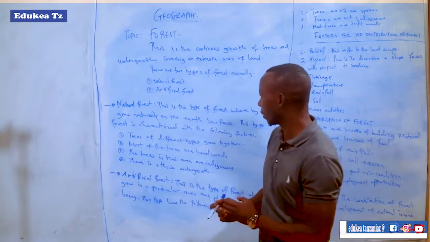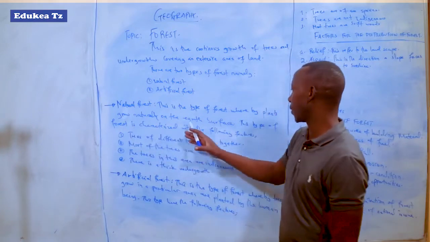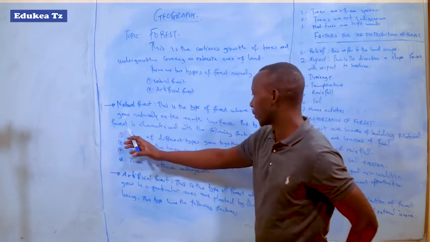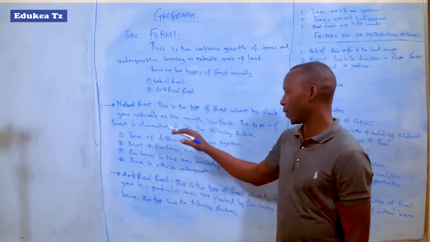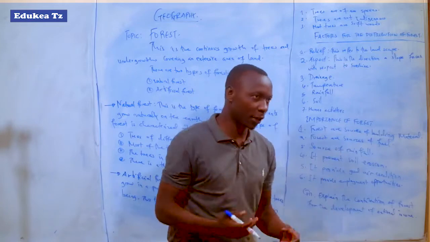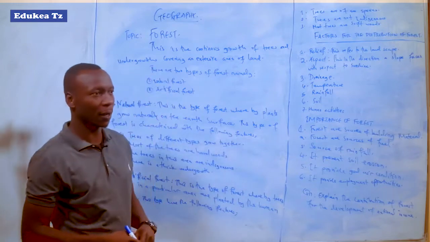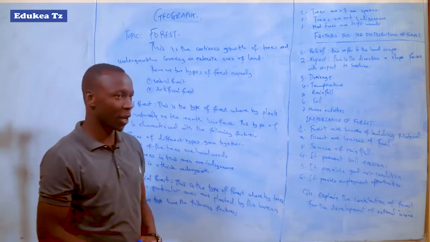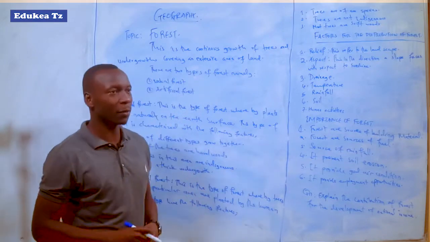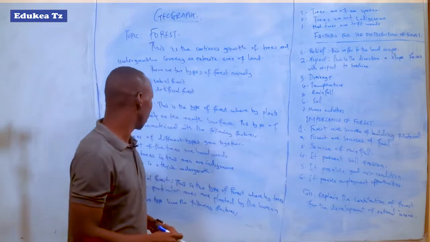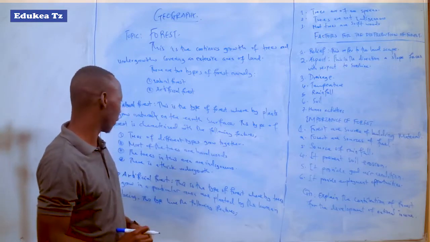When we talk about the natural forest, we are talking about the type of forest whereby plants grow naturally on the earth's surface. This type of forest is characterized by the following features. Before we see the features, we need to know what natural means. The things which are natural have been put there, I could say, by God, because they grow naturally without any assistance of human beings. So this type has grown naturally, and it has the following features.